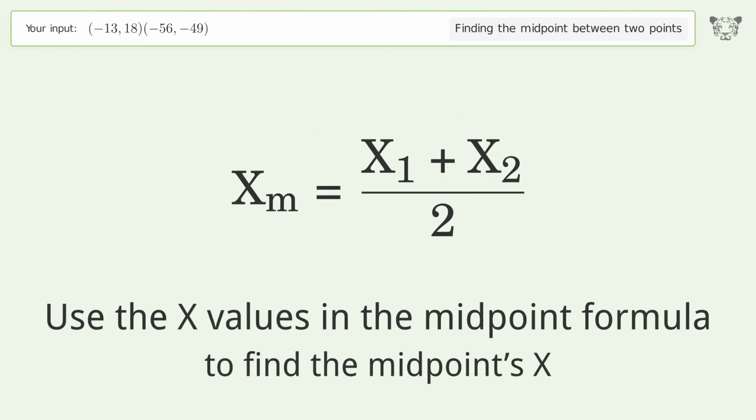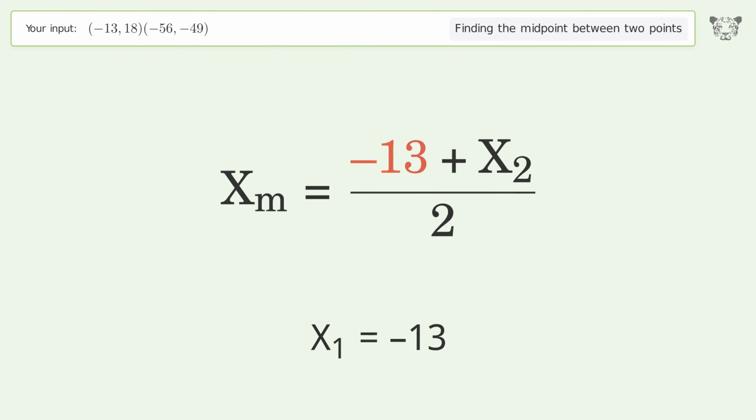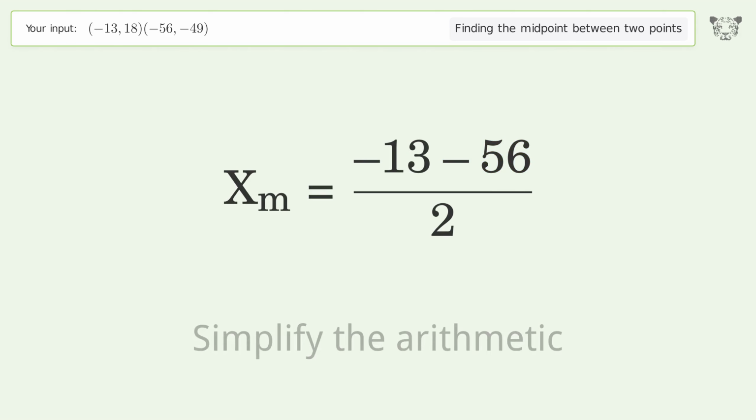Use the x values in the midpoint formula to find the midpoint's x. x1 equals -13. x2 equals -56. Simplify the arithmetic.